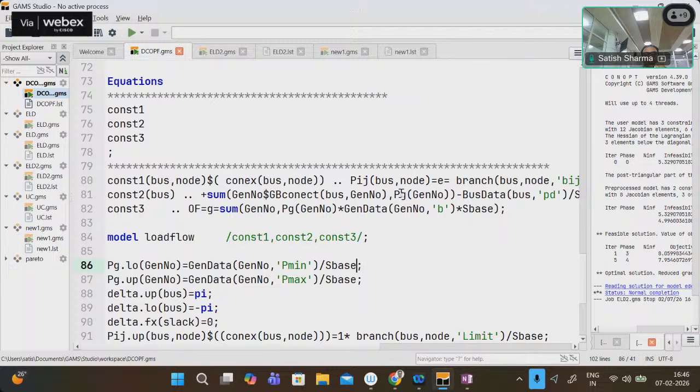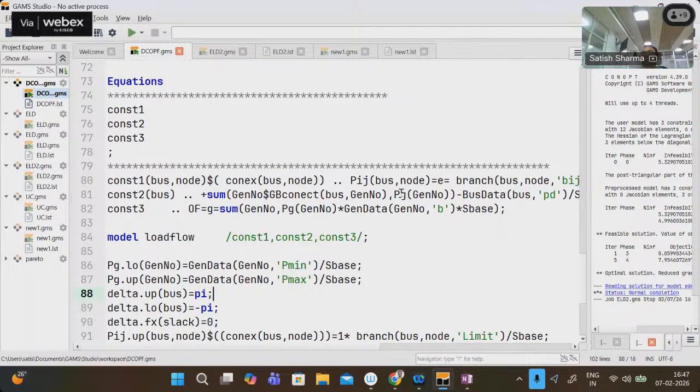Then some generator limits have been defined, like PG low, with each respective generator, and from the generator data whatever is the P min, we can use that as a minimum limit divided by S base as well, to convert it into per unit. Then similarly, an upper limit has been defined for all the generators, taking the Pmax data from the generator data divided by the base value. So this is the maximum limit.